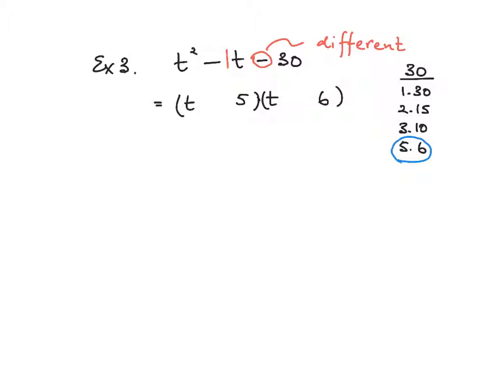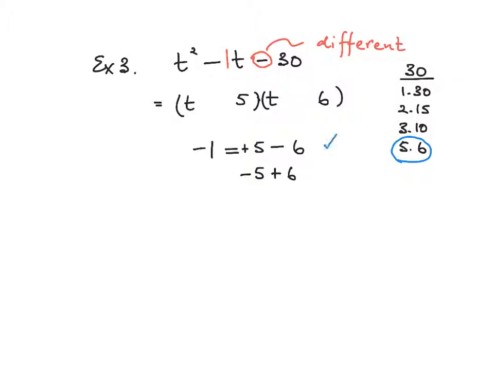Now, we want to get a negative 1. How do we get a negative 1? Which is to say negative 1t from a 5 and a 6. Bearing in mind the signs must be different. Let me just start that part again. We've got a minus 5 and a plus 6. This is the correct arrangement.